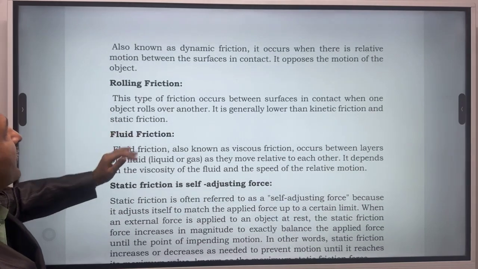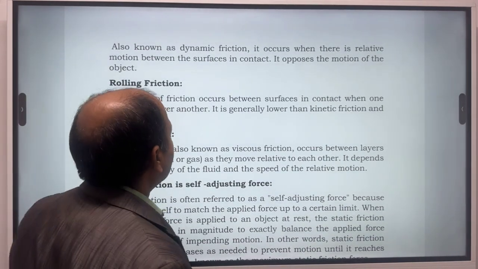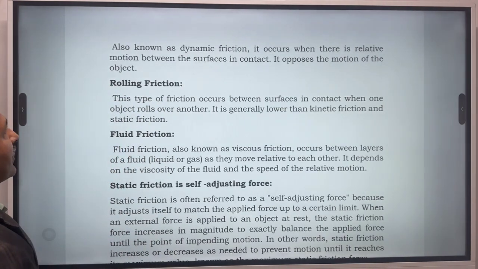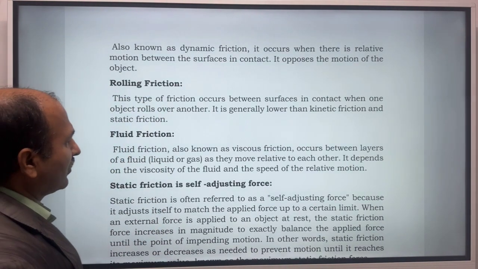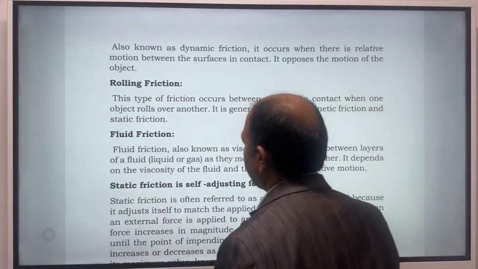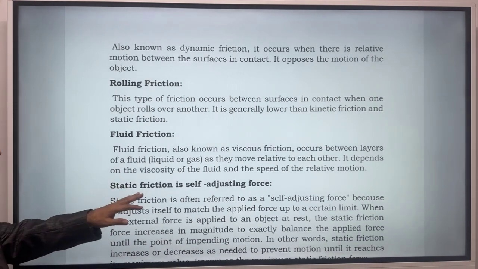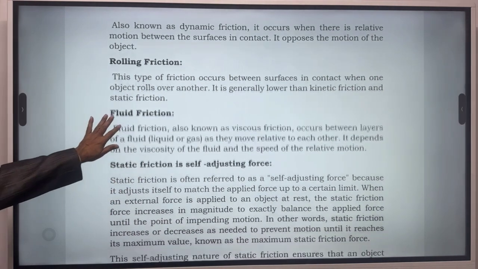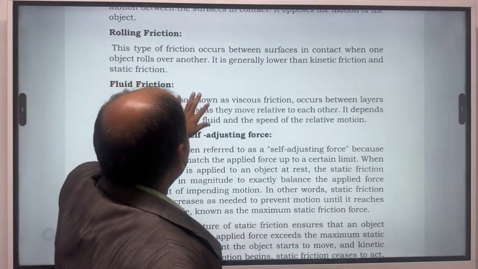Then comes rolling friction. When a body rolls in contact with another surface, then the friction that comes into play is called rolling friction. Fluid friction, you know, viscous force between two layers of fluid will try to prevent the motion of the liquid. This happens in case of gas also. So we will study about viscosity in the chapter fluid mechanics.